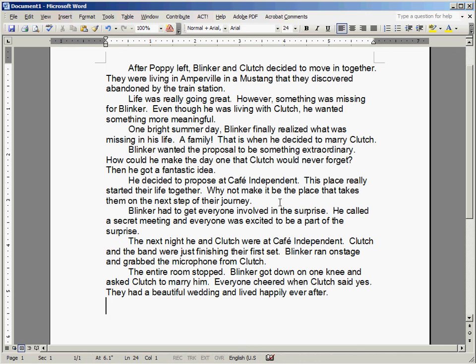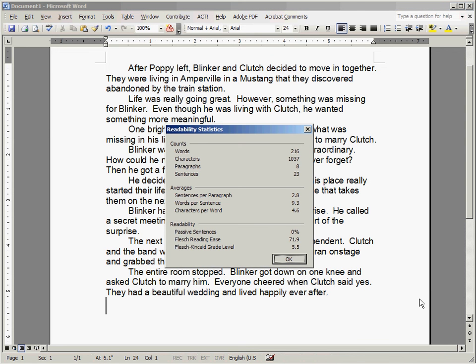Now what I'm going to do is check the readability of the final story. I'm going to click on the spelling icon again, and it comes up with the readability statistics box. Notice in the count section how my number of words, paragraphs, and sentences increased. In the average section, my sentences per paragraph went down because in the first story there was only one paragraph. Now I have 8. Also, the words per sentence and the characters per word increased.